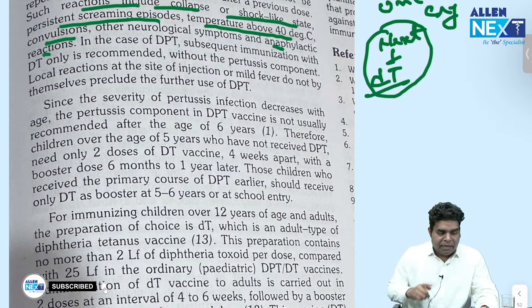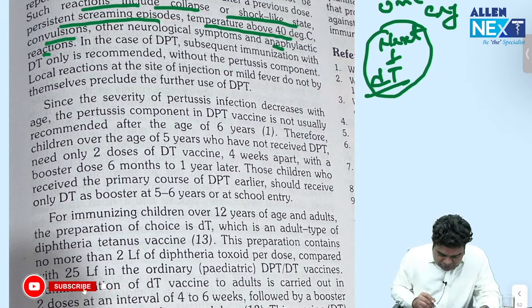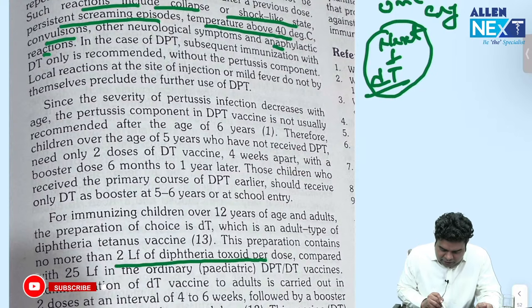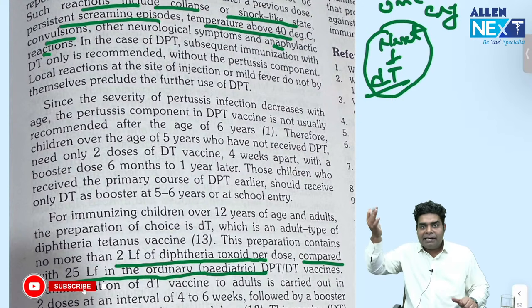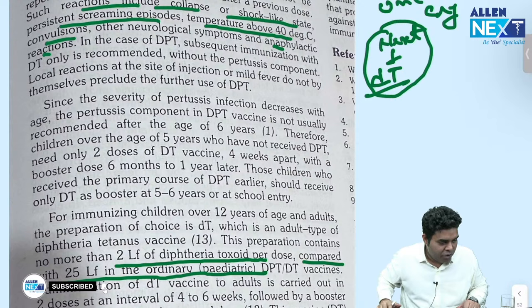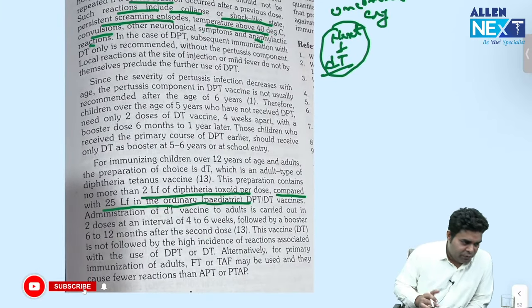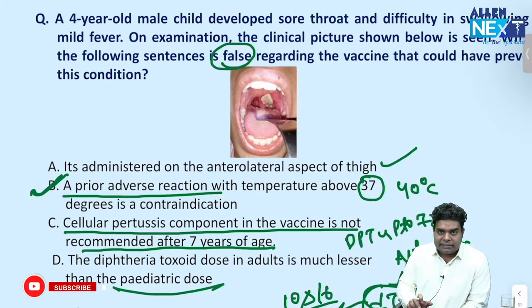So temperature above 40 was correct, not 37. Now let's come to this dose. It is written that 2 Lf of diphtheria toxoid is given to adults compared with 25 in pediatric. So pediatric is high, adult is low. That is the correct answer. Option D was correct. Of course, B was wrong. That's why we will choose D as the correct answer.